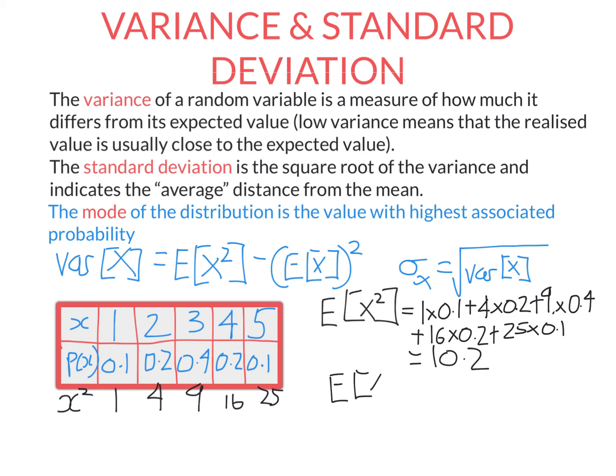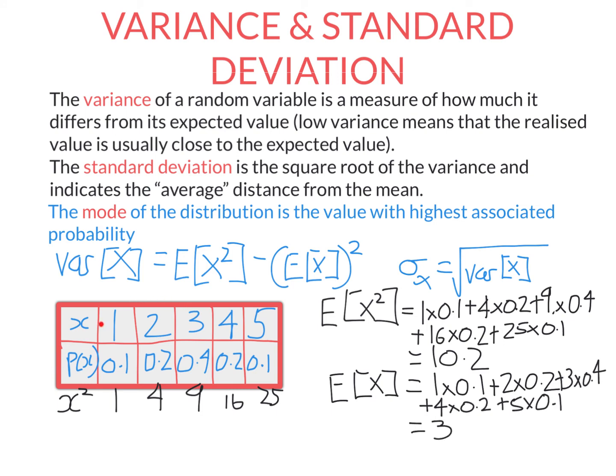Now we're going to calculate the expected value of x just like we did in the previous video. We take each value of x and times by its probability. The next one's going to be 2 times 0.2 and so on. For the expected value of x squared, we use the x squared values times the probabilities, and when we're calculating just the expected value of x, it's the x values multiplied by the probabilities. Putting all that in our calculator, we get 3. The expected value or mean of this distribution is 3.